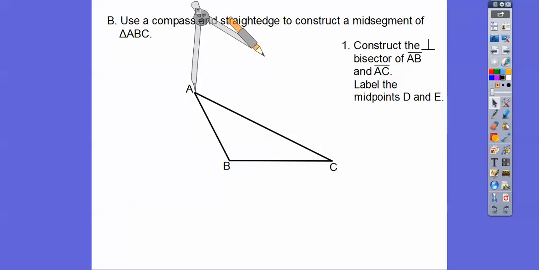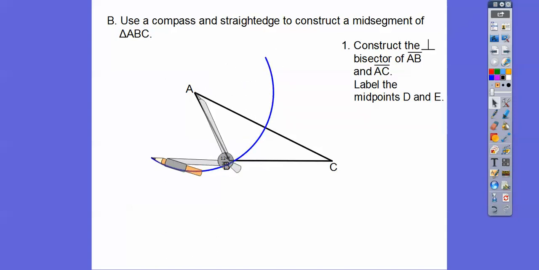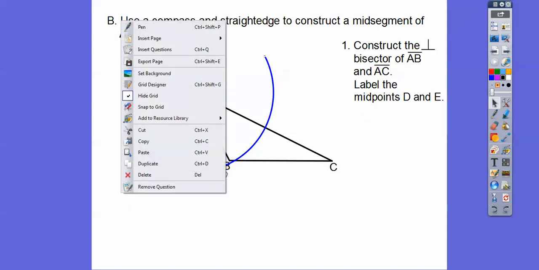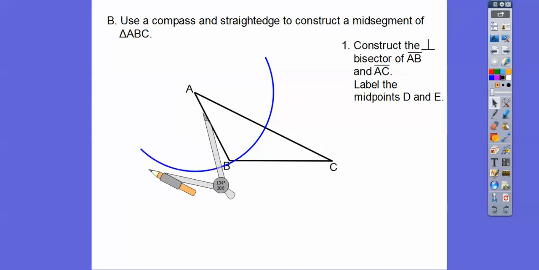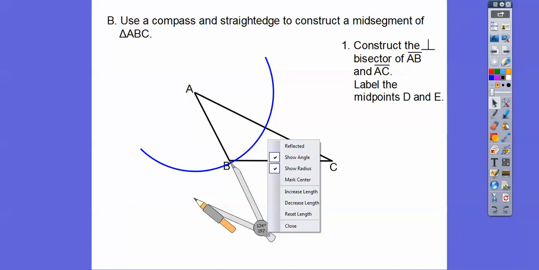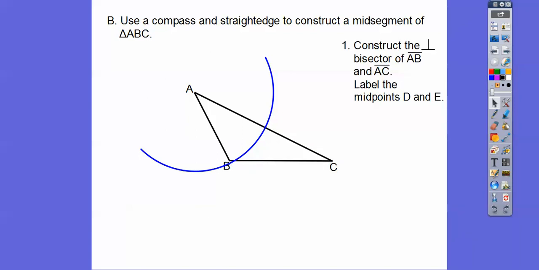How big of an arc, class? Big enough. Good, and so we do that, and then we keep going. Nice big arc, and then I'm going to take that compass and move it over to this point right there. It's got to be the same opening, okay? Oh, dang it. I know what I'll do. I'll close it out, and this comes up the same size.